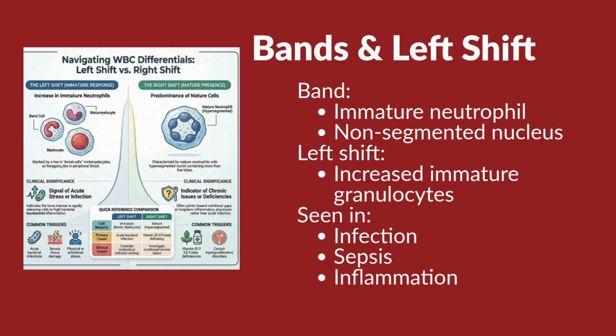So, left shift versus leukemia. This is very important, okay? A reactive, infection-related process shows orderly maturation, while leukemia shows abnormal proliferation. In leukemia, blasts dominate, not bands, and maturation may become disrupted. So if you see bands, toxic granulocytes, or Döhle bodies, that's infection, a reactive process, not leukemia.